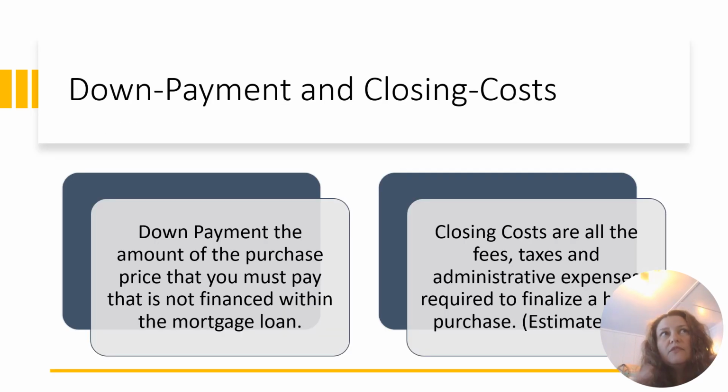So there's two things you have to have when you come to the closing table. You have to have down payment and your closing cost, and they're different. So down payment is the amount that you pay towards the price of the home that's not financed within the original mortgage. And then closing costs, those are going to be all of your fees, taxes, administrative expenses, all of that you are required to finalize the purchase. You will get all of this estimated way before you get there so that you have some knowledge about what those closing costs are going to be.